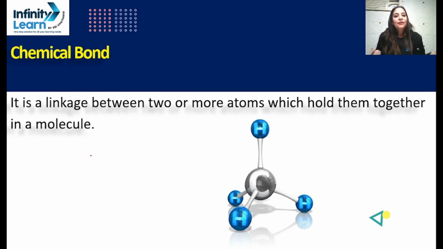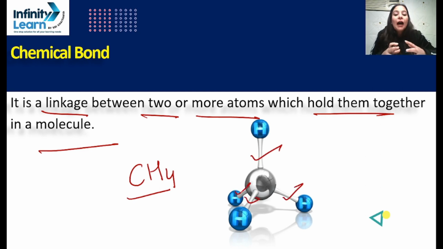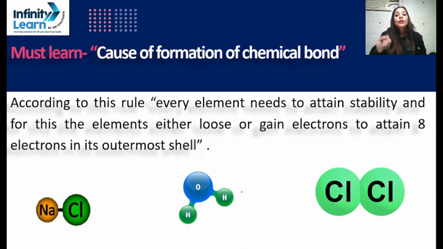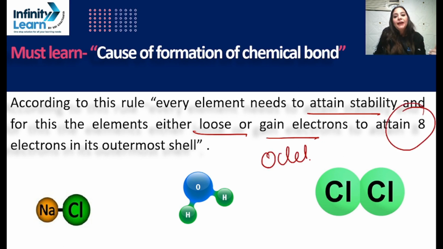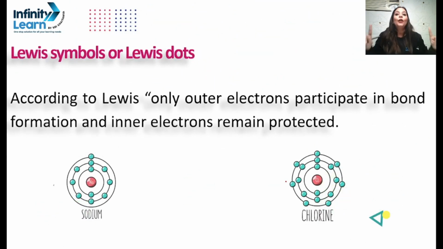Now, a chemical bond can be defined in a simple way as the linkage which holds 2 or more atoms together in a molecule. For example, this you can see, CH4, that is methane. These lines indicate the linkage, how 4 hydrogen atoms are joined up with the central atom, which is carbon. So the cause of chemical bond is very clear: every element needs to attain stability. To become stable, what do they do? They either lose or gain or share electrons, and by doing so, they complete their octet and become stable. And only the valence electrons participate, do not forget this.